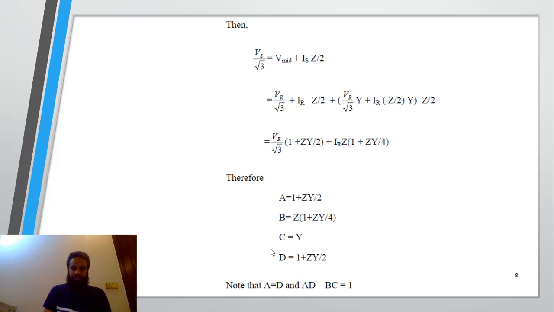We have A, B, C and D. In order to verify this equation, the formula is A should be equal to D and AD minus BC is equal to 1. If these two equations are satisfied, that means the parameters which we calculate, ABCD, are exactly according to our requirement, and our calculation is okay and correct.